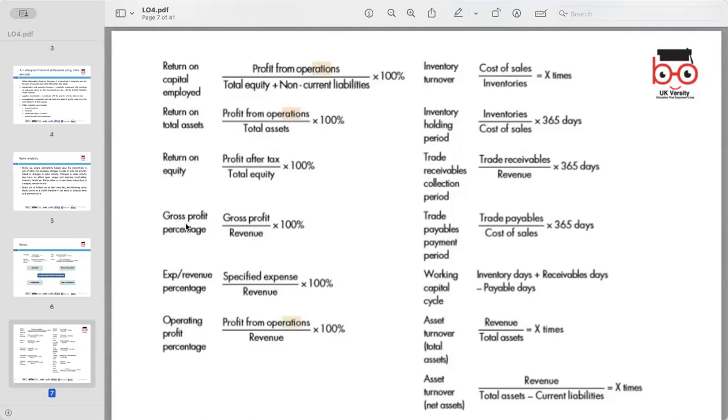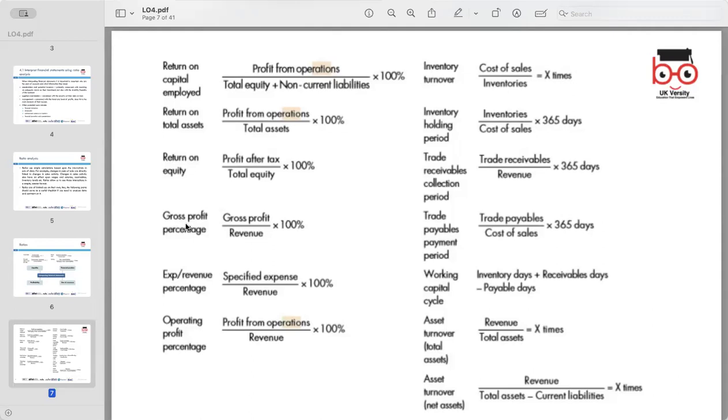Gross profit percentage. The ratio indicates the proportion of revenue retained as gross profit after deducting the cost of goods sold. It is calculated by dividing the gross profit by revenue and multiplying the result by 100%.